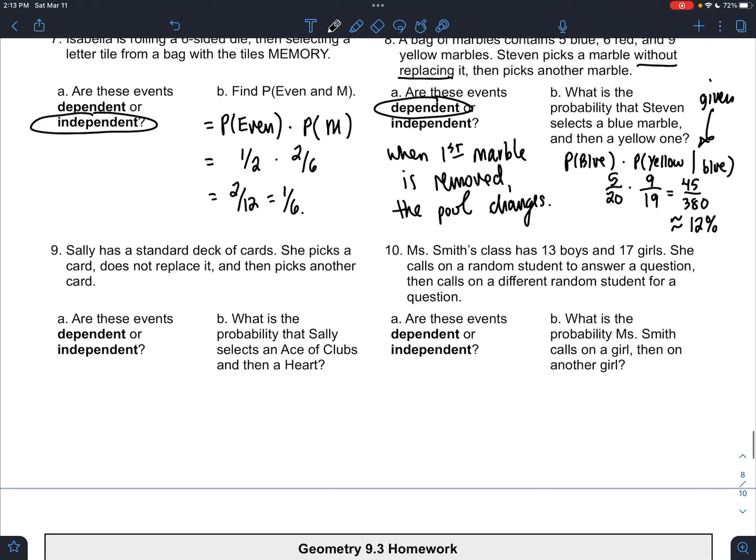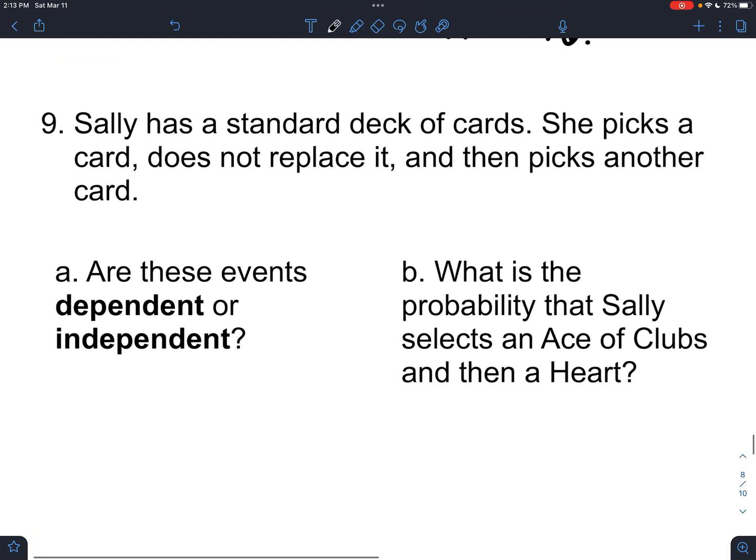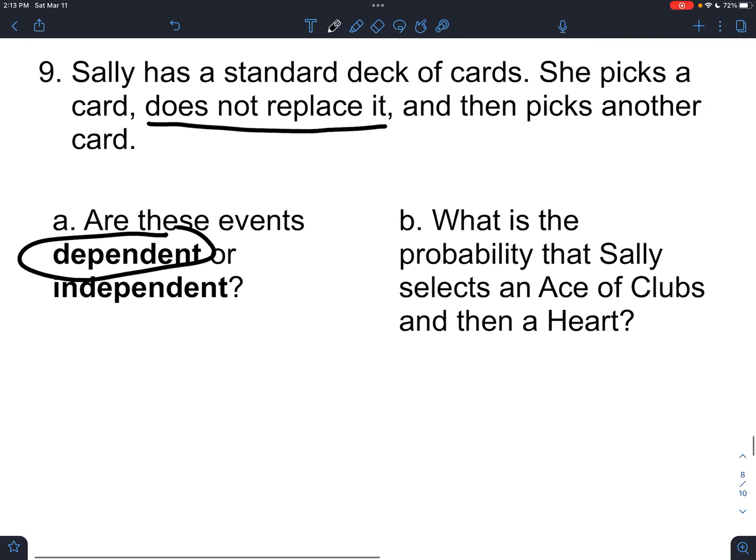Okay? So dependent event calculations are a little tougher. But at the end of the day, it's still just multiplying events together. Okay? So let's say you have a deck of cards, you pick a card, but you do not replace it. That's a red flag. And then you go in to pick another card. Well, these are dependent because when you go in to pick another card, that card that you drew isn't there anymore.